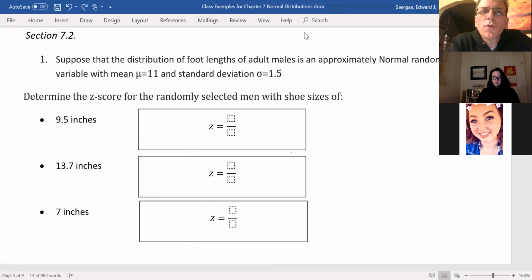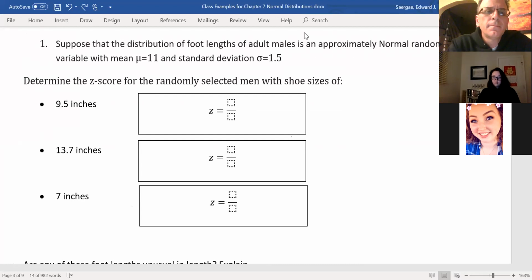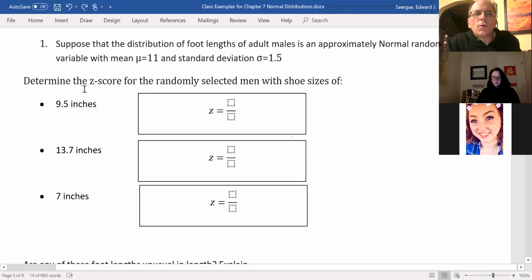Suppose that the distribution of foot lengths of adult males is approximately normal, with a mean of 11 inches and a standard deviation of 1.5 inches. What would be the z-score for these randomly selected men if they have a shoe size of 9.5?